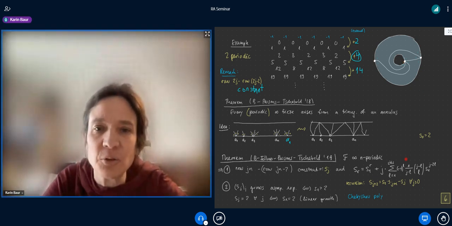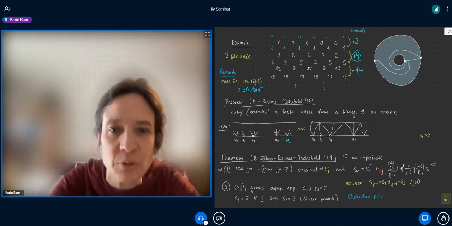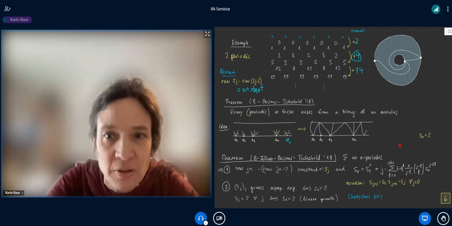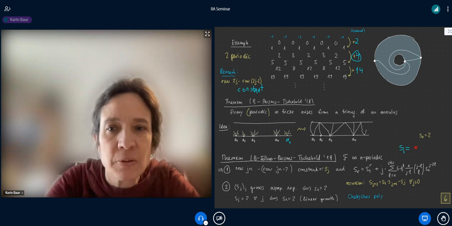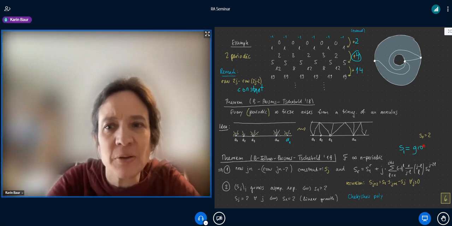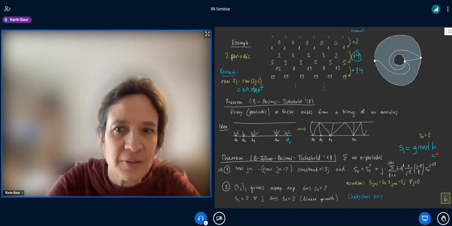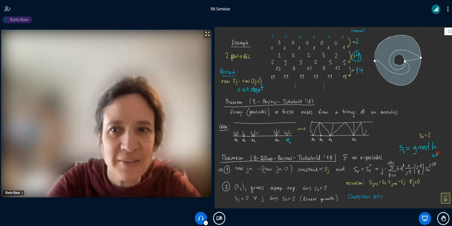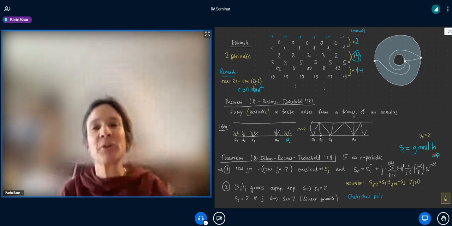First of all, you can show that they have the same growth coefficients. So I should call that the growth coefficient, this first one. So that doesn't depend on which boundary you look at. So it's the same. S1 is the growth coefficient.